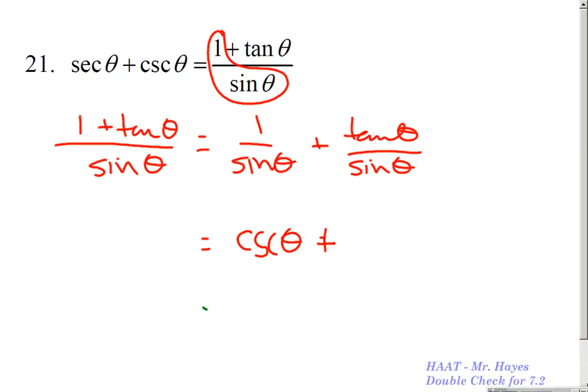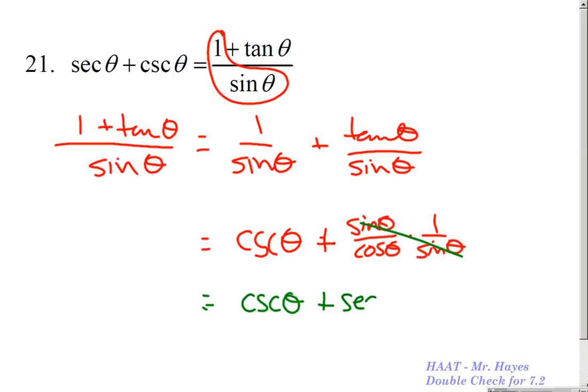So then I'm going to end up with tangent becoming sine over cosine times 1 over sine, which is the denominator. Those divide out. Now I've got cosecant theta, and this is going to turn into secant theta. Now we're done.